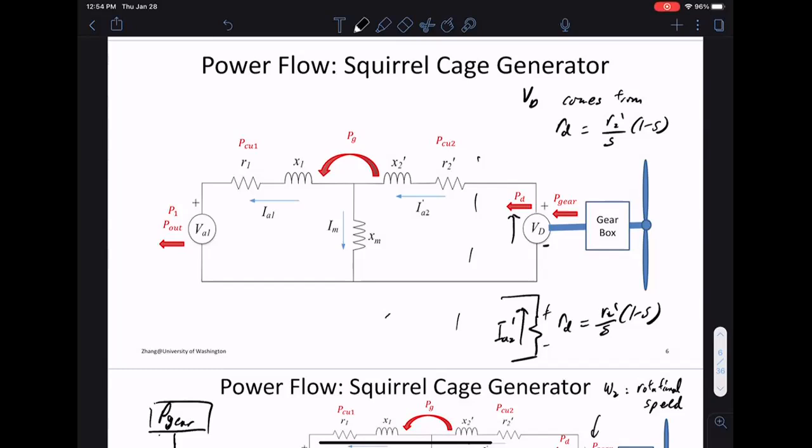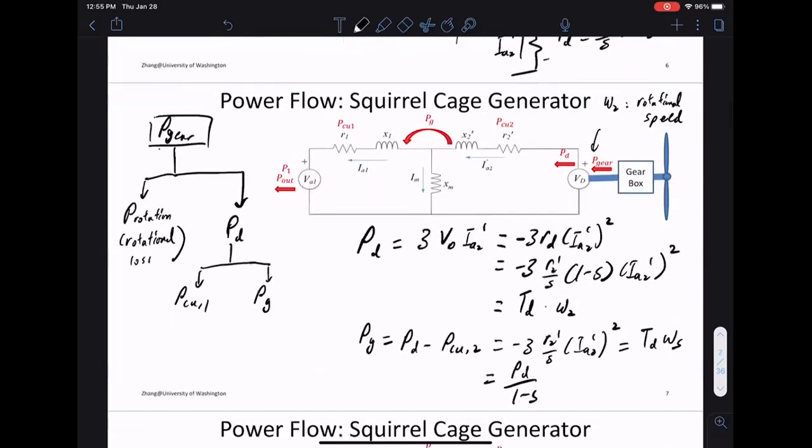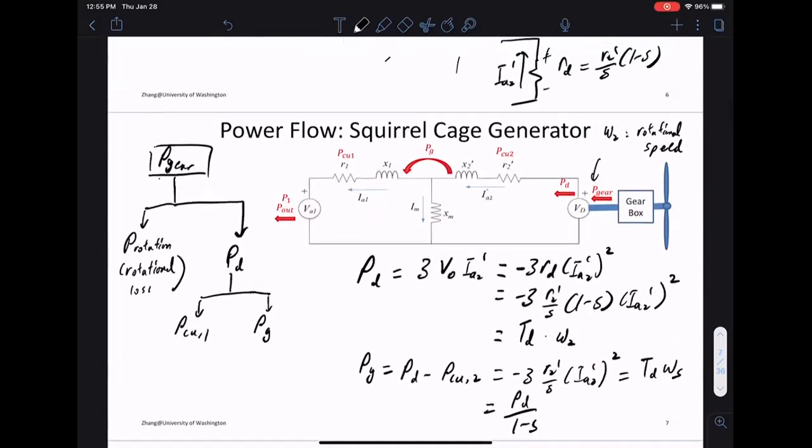So the more important thing to remember here is there's no reactive power. That's the important thing. You cannot get reactive power out of this developed voltage, or out of this turbine. Okay, so if you look at this power flow diagram, there's no reactive power coming out of the gearbox. There's no reactive power coming out of VD. So all the reactive power in the circuit has to be supplied by the grid. That's one thing we have to remember.